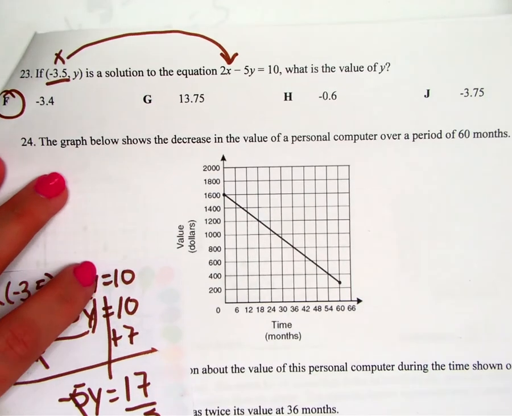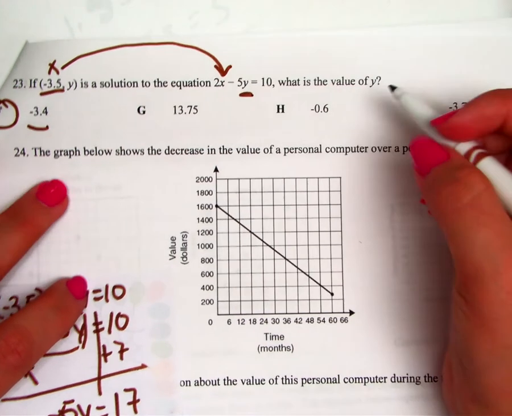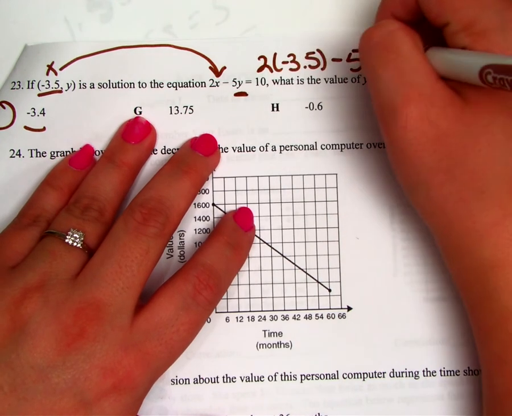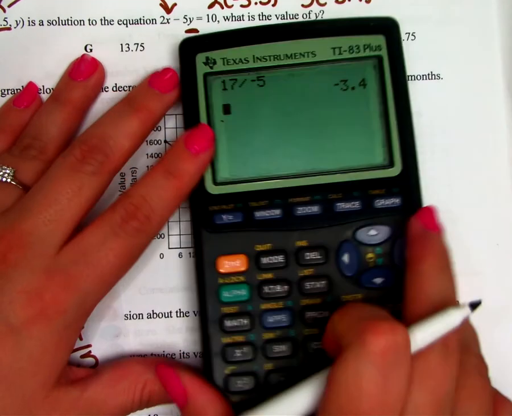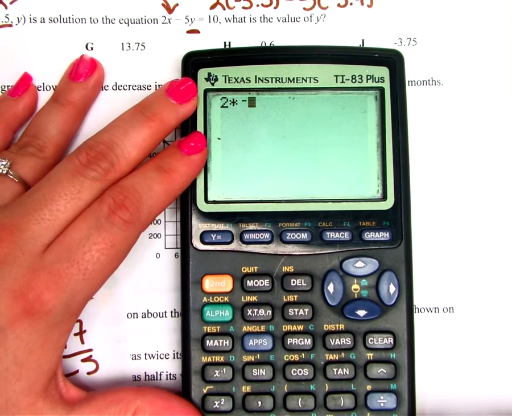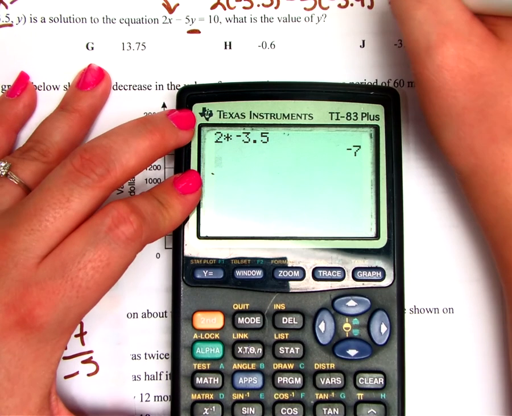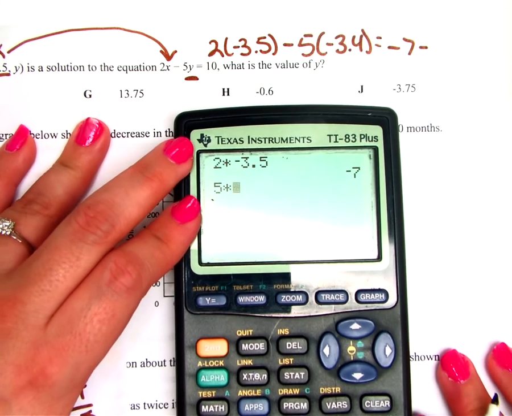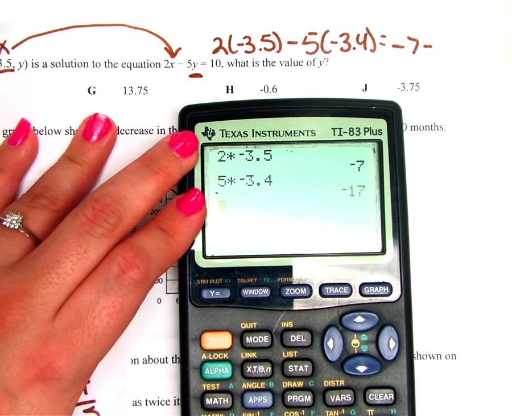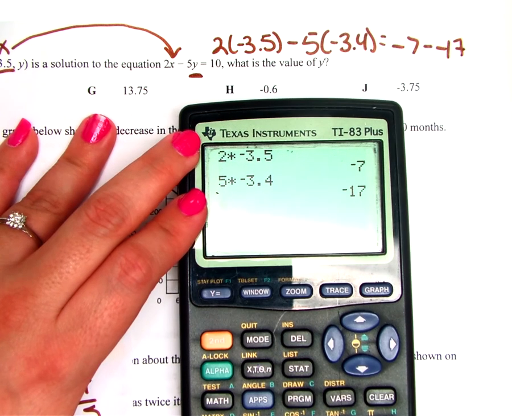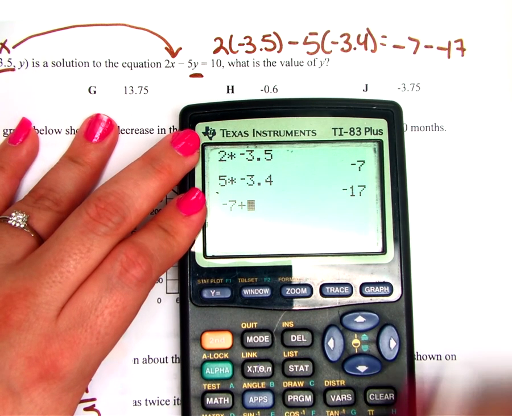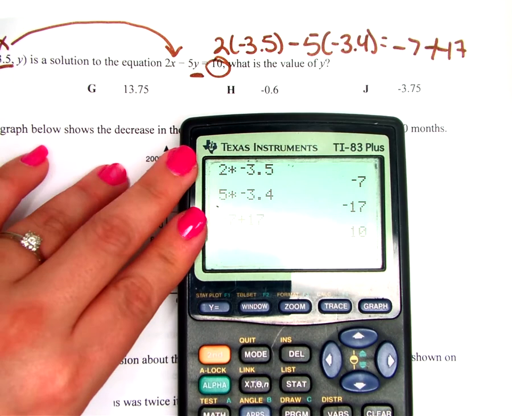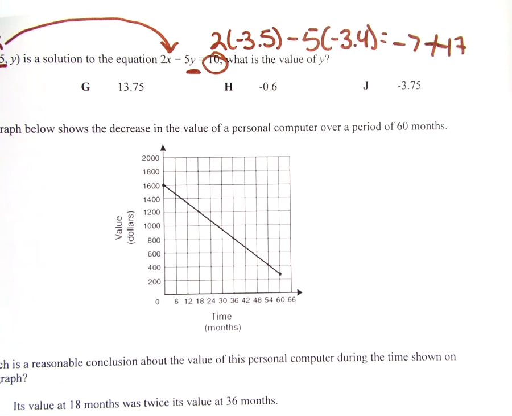And the way to double check this would be to plug this answer in for the y. When I do that, it'll be 2 times negative 3.5 minus 5 times negative 3.4. So let's do that real quick. 2 times negative 3.5, that got me negative 7, minus 5 times, oh, you can't even see it, sorry, 5 times negative 3.4, which gives me another negative 17. So, negative 7 plus, because 2 negatives give you a positive, 17 gives me 10, which is exactly what I wanted there. So just a quick way to check your work.